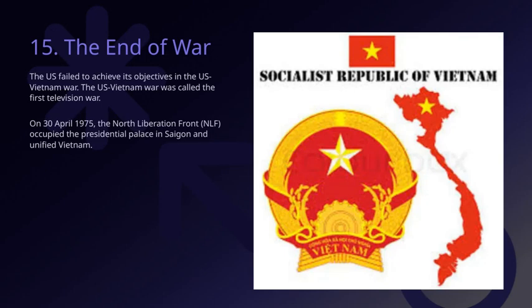On April 30th, 1975, a significant moment in history occurred when the North Liberation Front, or NLF, took control of the presidential palace in Saigon. This event marked the unification of Vietnam under communist control. It was a turning point that signified the end of a long and tumultuous conflict. The United States, despite its efforts, was unable to achieve its original objectives in the Vietnam War. The goal was to prevent the spread of communism and support South Vietnam, but ultimately, those efforts did not succeed.